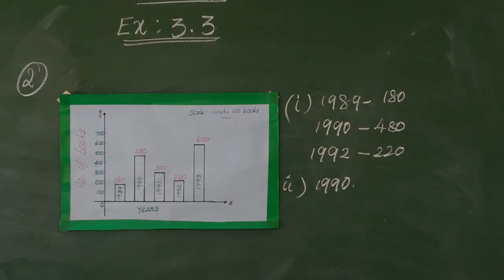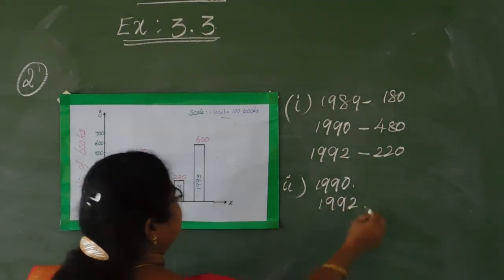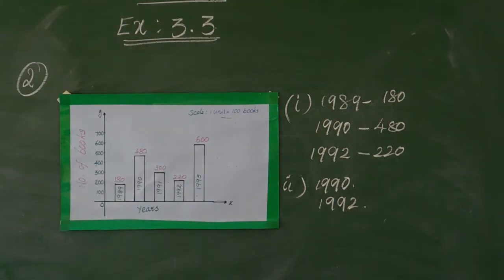One more thing. About 225. See this? 225. This one is 200. About 225. Nearly 225 books sold in the year 1992. Clear? How do we observe? Observe the graph in your book. Likewise, you have to write the answer in the book itself.